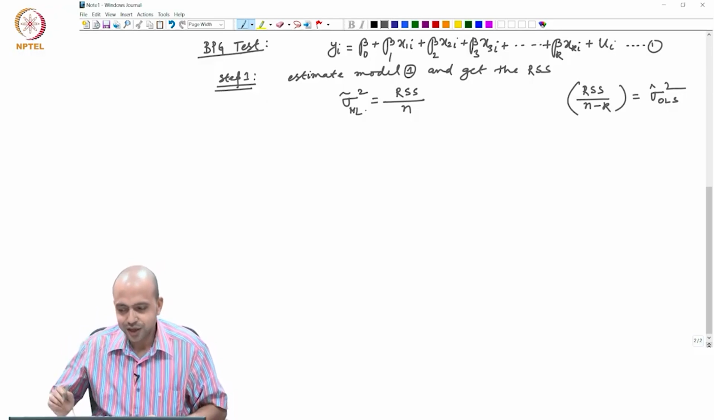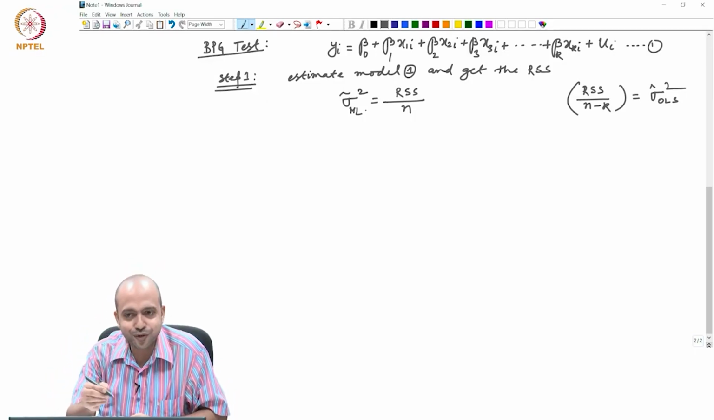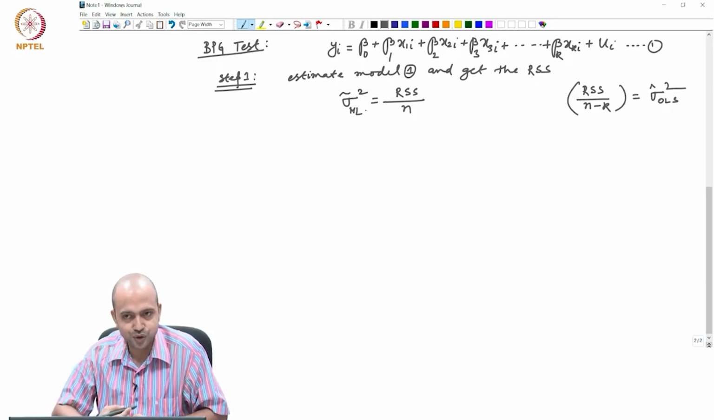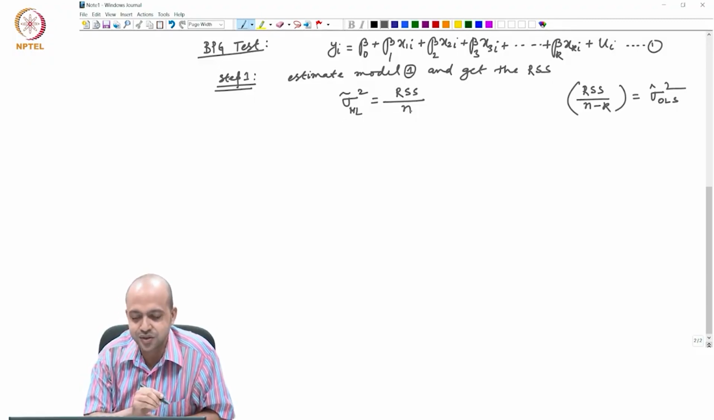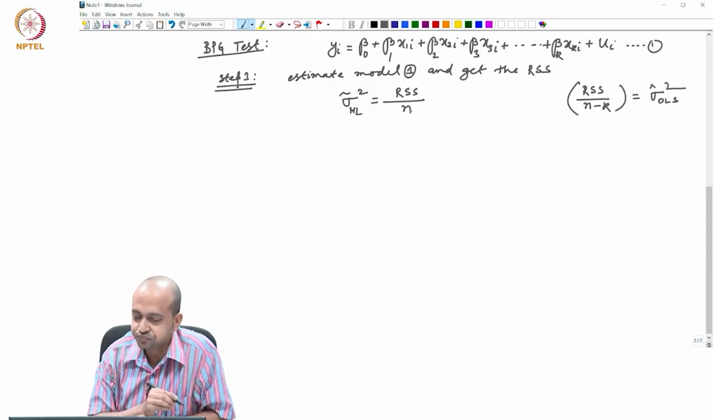Since in presence of heteroscedasticity, sigma square i is biased and does not reflect the true sigma square, we are trying to get sigma tilde square from the maximum likelihood method. And how are we defining it? This is basically RSS by n.